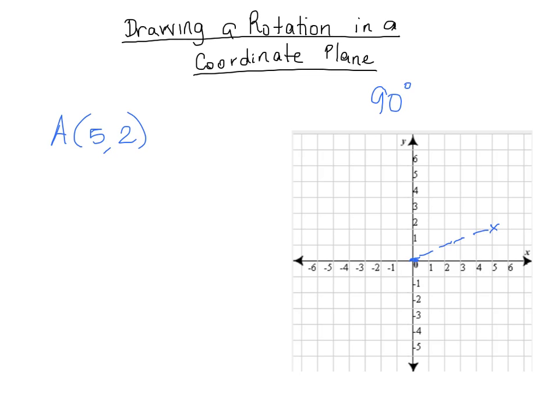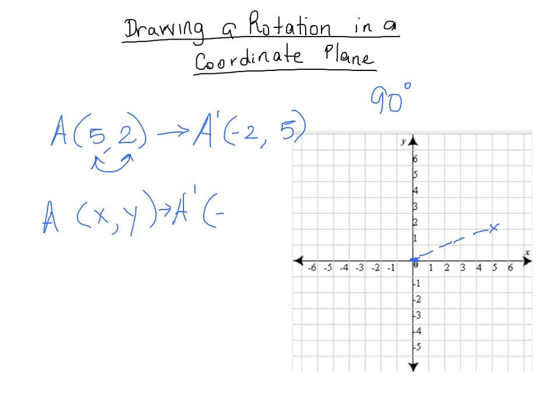So if we are rotating 90 degrees, what happens is that our image, A prime, is switched. Y becomes X and X becomes Y, but not just that. What was Y now becomes negative. So I'll repeat. We switched the order, and what was Y is now negative. So in general, if we have (x, y), we're going to switch the order, and it will become (-y, x), so the Y becomes negative.